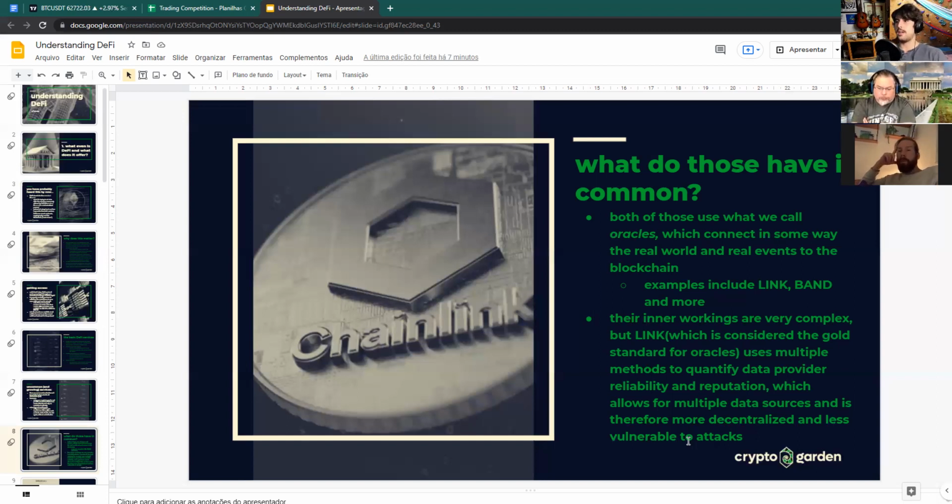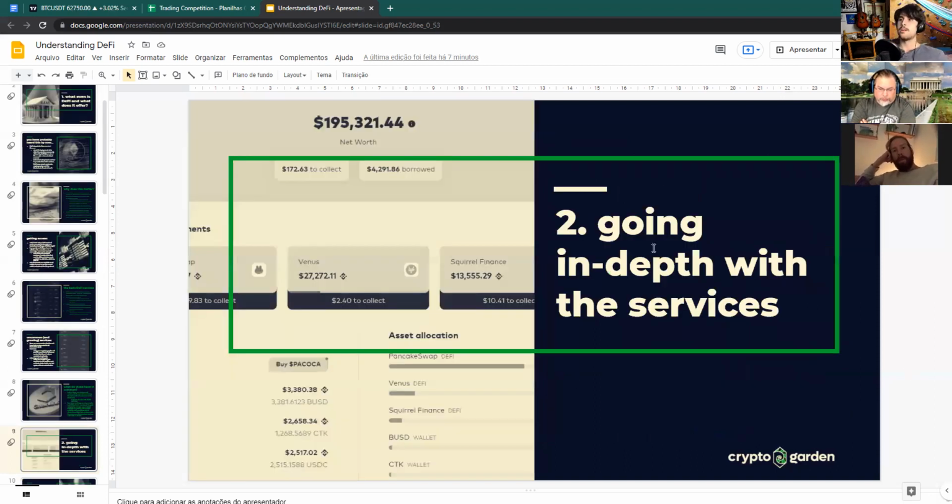And so it is more centralized. Now, if you have multiple data sources and you trust them in different ways and you have different ways to generate consensus from that, then you have a decentralized oracle, okay? And it is less vulnerable to attacks. Okay. Now, for the second part, we'll go a little bit more in depth with the services.